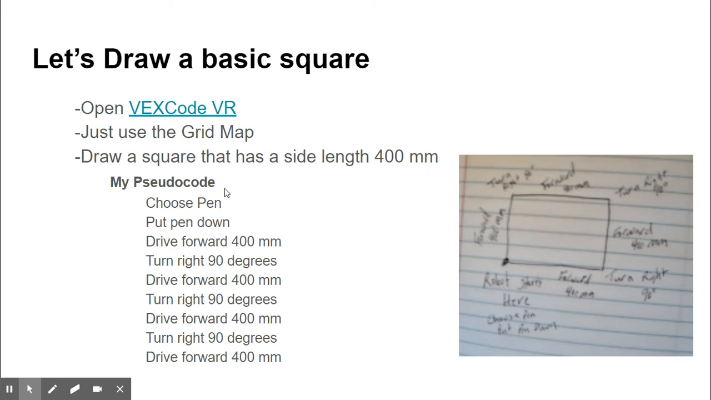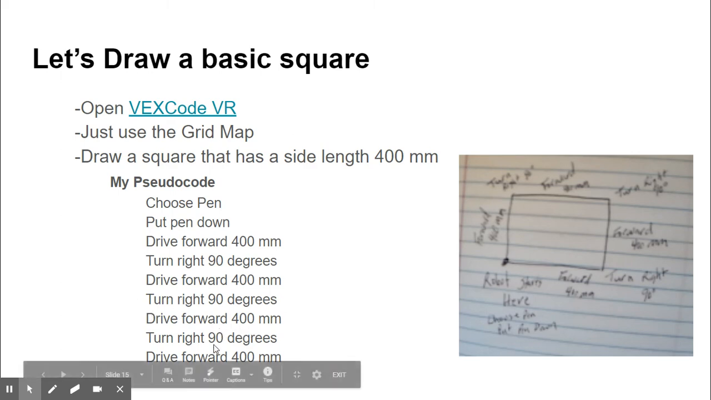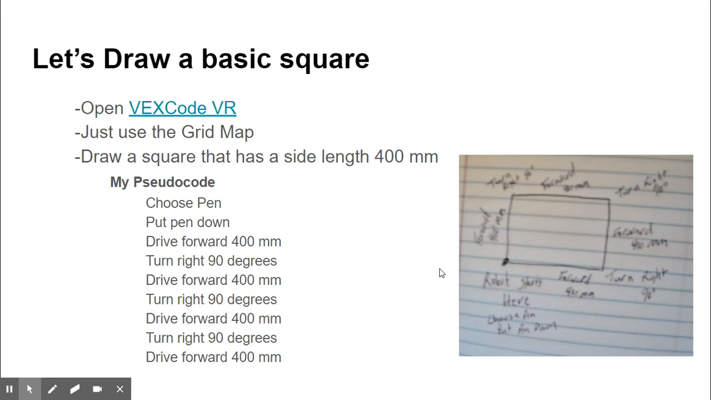Here's some more information. Once you make your pseudocode, here's an example of our pseudocode that we did. Choose pen, put pen down. Drive forward 400 millimeters. Turn right 90 degrees. Drive forward 400 millimeters. Turn right 90 degrees. Drive forward, and so on to make the square. So your try now.